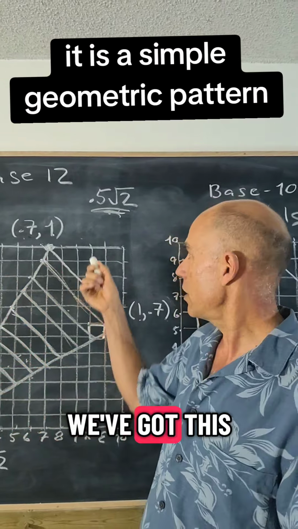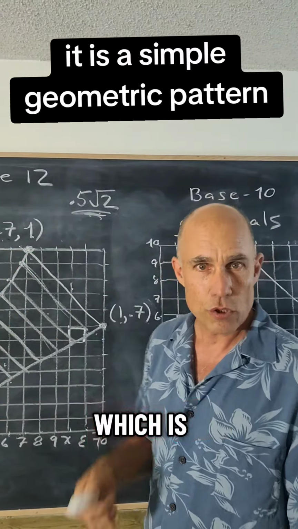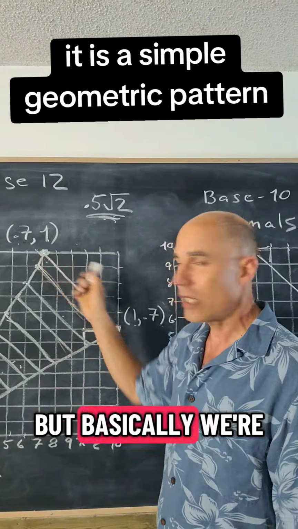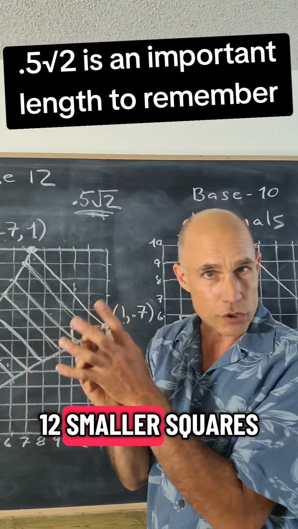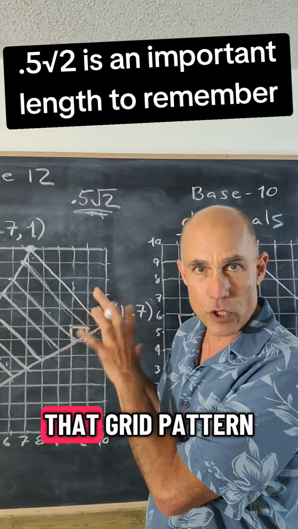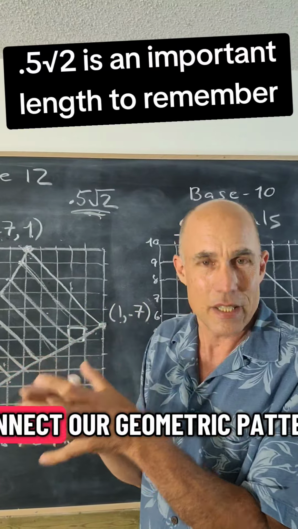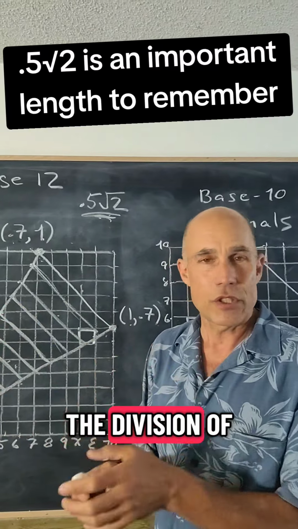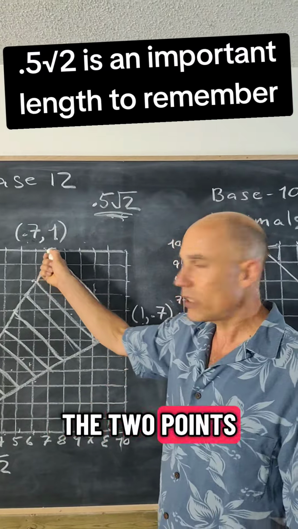You can see we've got this line going across here that has the length of 0.5 root 2, which is 5/12 in base 10. But basically we're dividing our 1 by 1 square into 12 by 12 smaller squares, and we're using that grid pattern upon which to base or draw or connect our geometric pattern that is going to allow for the division of the circle into 360 degrees. So these are the 2 points that we're starting with.